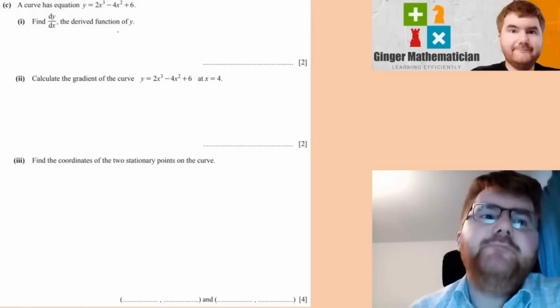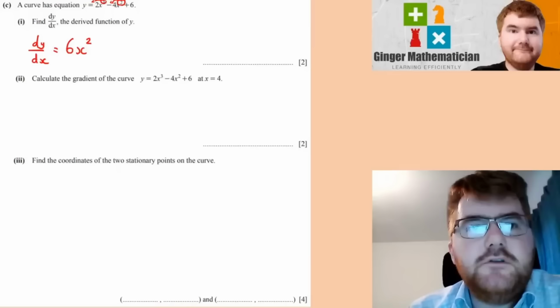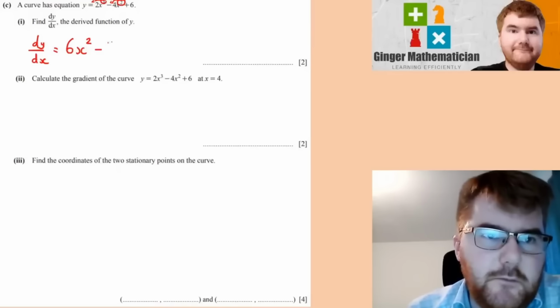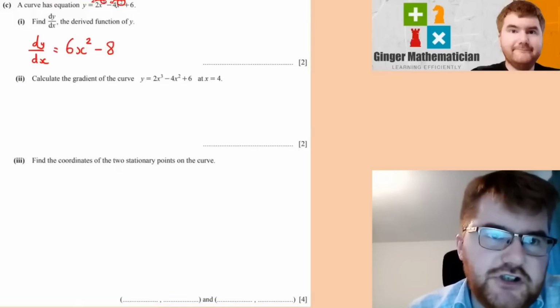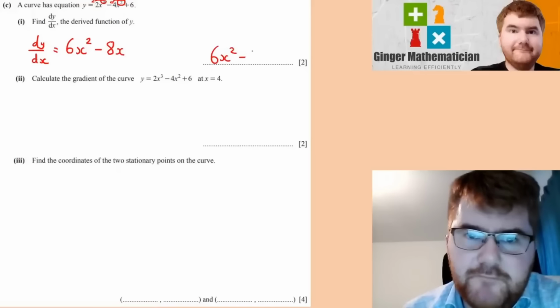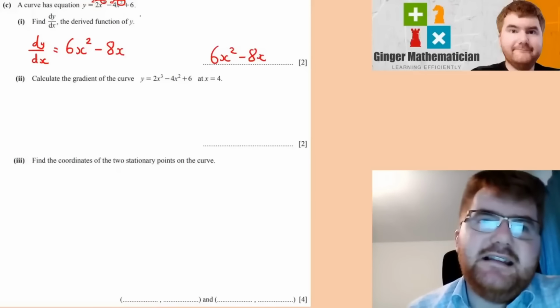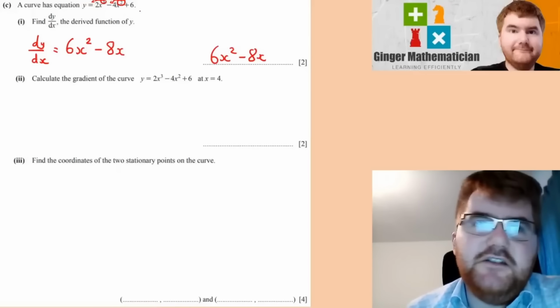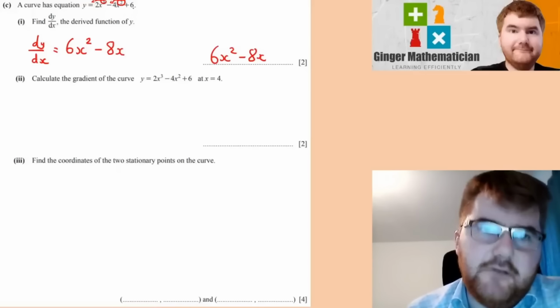Likewise for this part here, we take the 2 there and bring it to the back. Minus 4 times 2 is equal to minus 8. We reduce the index by 1, so this becomes x to the power of 1, or as we like to write, just x. That's all we need for our derived function. Remember, if you differentiate the 6, the gradient of that is 0, so that will disappear.